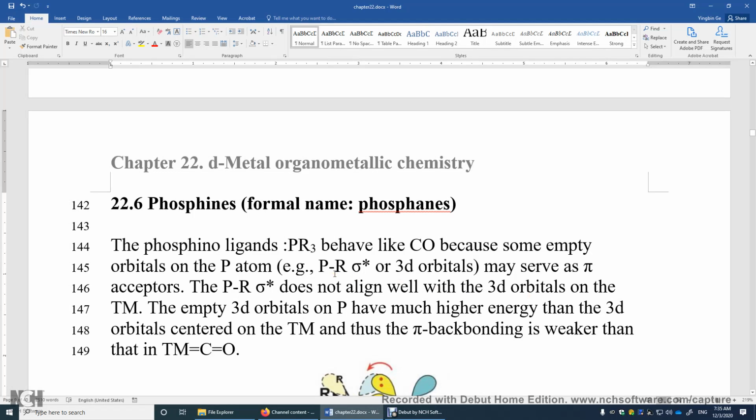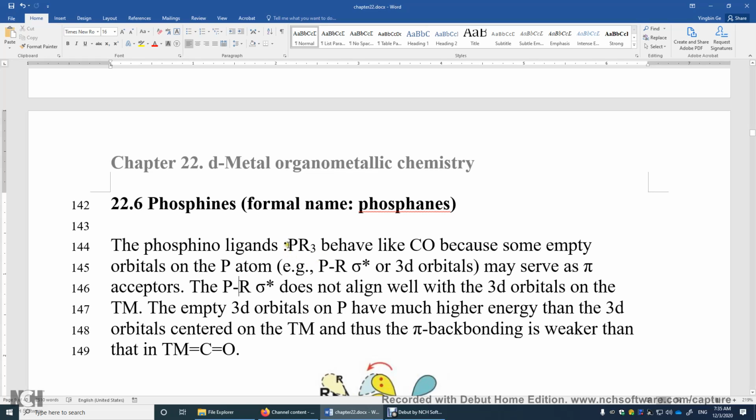Section 22.6 Phosphines. The phosphine ligands are also strong-field ligands. They behave like the carbonyl ligand because phosphine ligands are both sigma donors and pi acceptors.